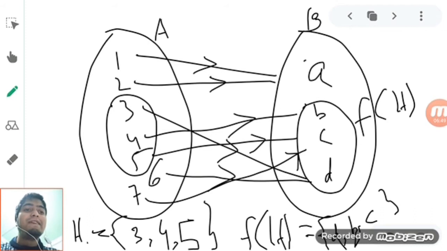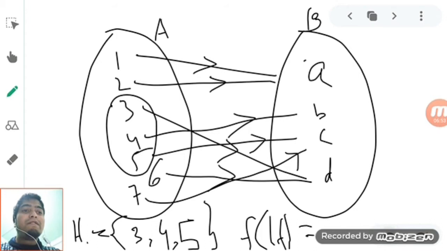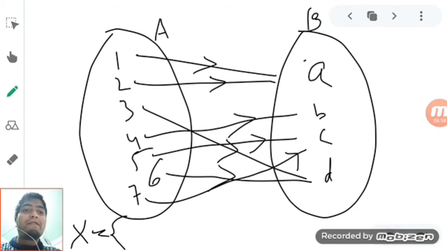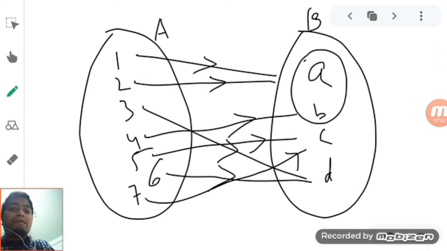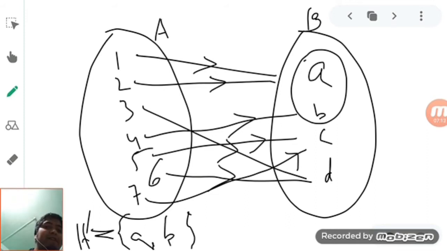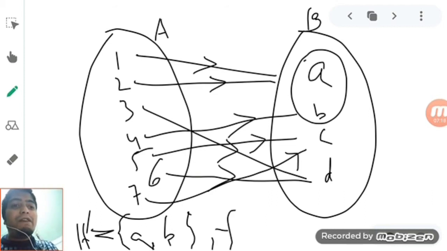Now we will take a look at the pre-image. If we have to take a look at the pre-image, we are going to need a subset of the second set, that is B. Maybe I will take this one, A B. I will take H dash as A B. What will be the pre-image of A B? The pre-image of A B, denoted by this.